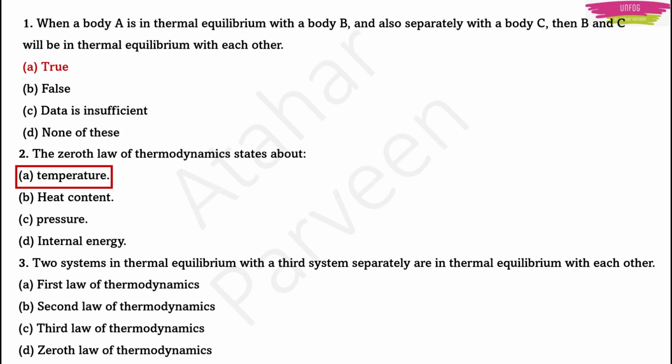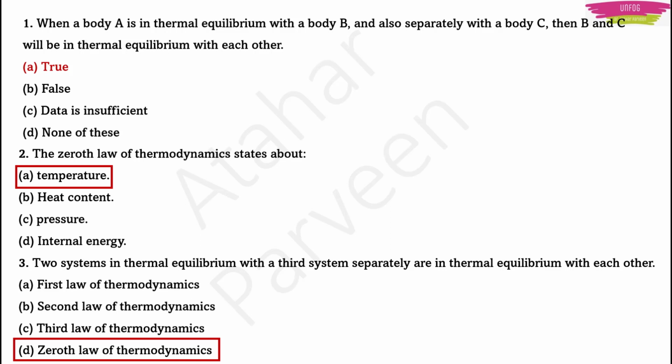Then third question is, the two systems in thermal equilibrium with a third system separately are in thermal equilibrium with each other. This is nothing but 0th law of thermodynamics. See, these three questions were from 0th law of thermodynamics. But see the way they can twist and ask you a question. So, you have to learn this way. You have to see how questions can be asked from the same topic in different ways.